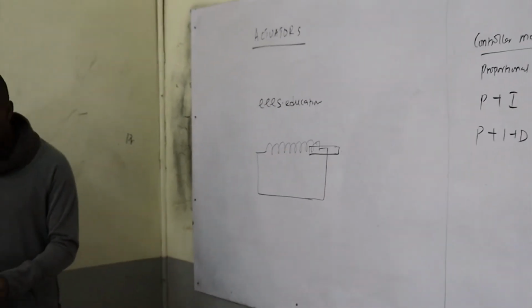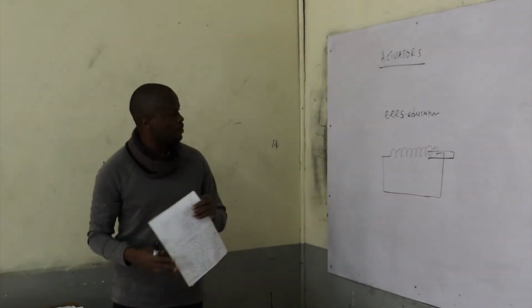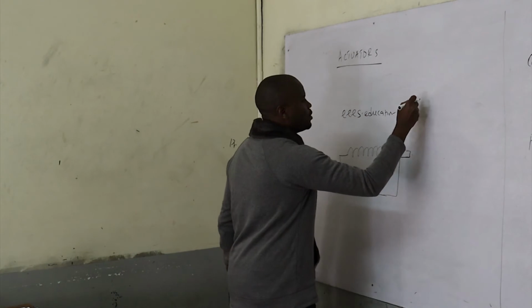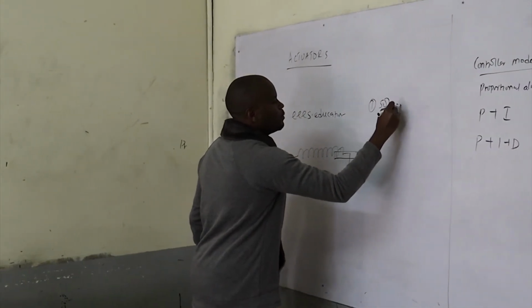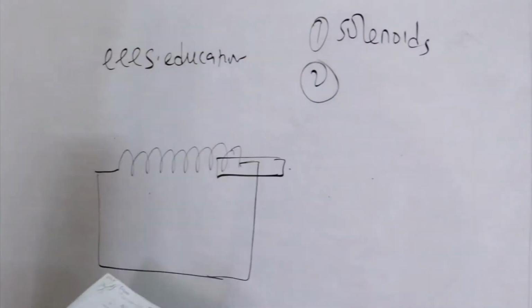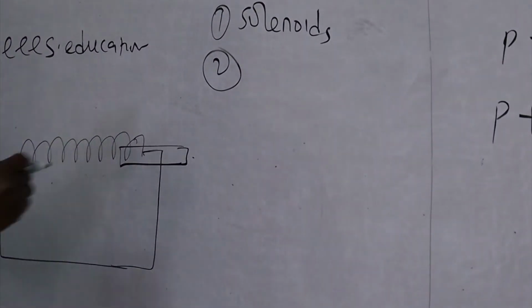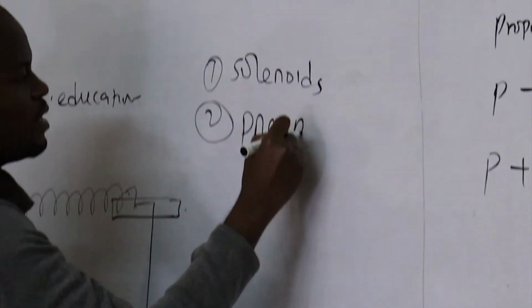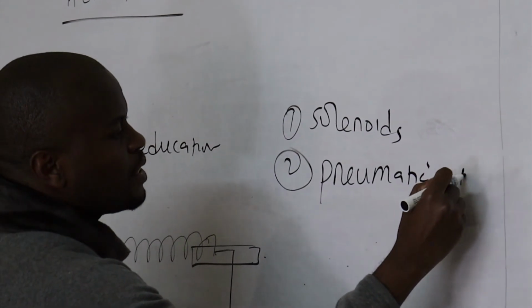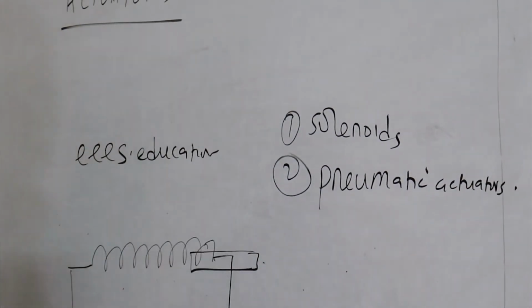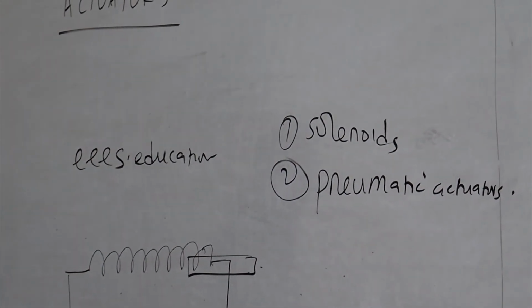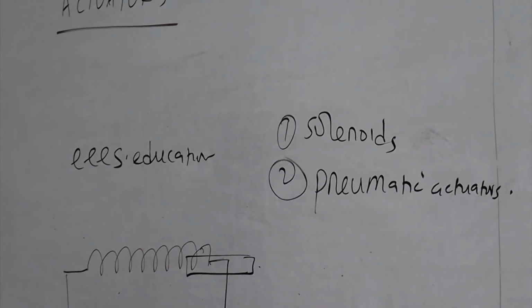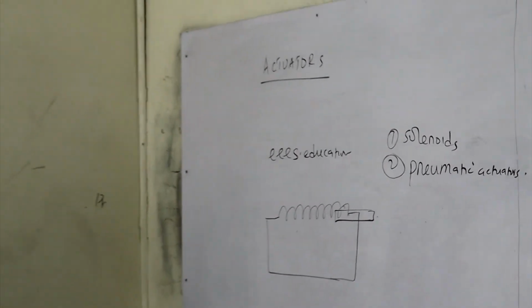So there are several actuators that we talk about. One of them that we've talked about is the solenoids. The other form of actuator that we can talk about is pneumatic actuators. Pneumatic actuators are always used in order to bring about movement, and they usually use compressed air in order to bring about movement.